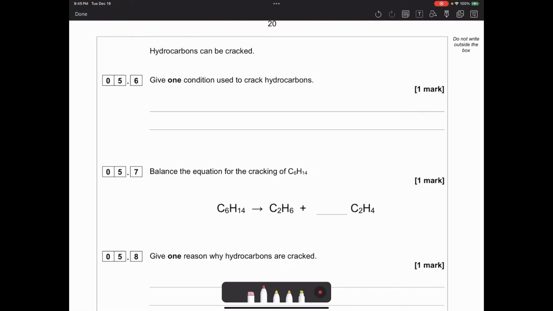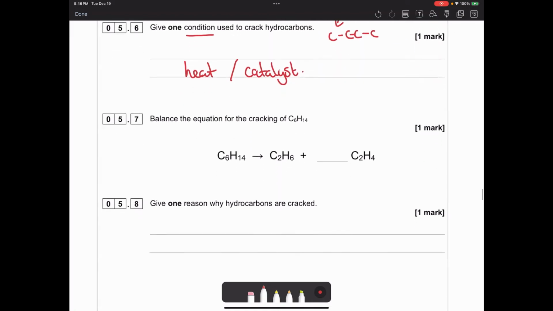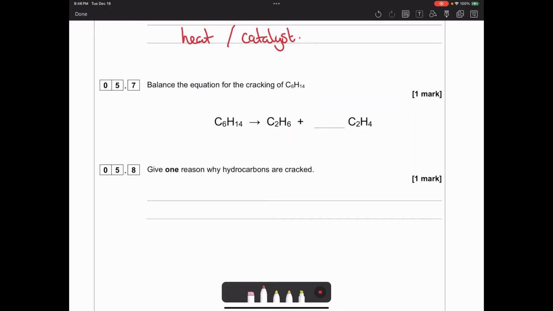Hydrocarbons can be cracked. Give one condition used to crack hydrocarbons. Now, you should remember cracking is when we've got a long chain hydrocarbon or alkane and you crack it into 2 smaller ones. And you normally make a shorter chained alkane and an alkene. One condition, basically what do we do to crack it? You could either heat it up or use a catalyst. So heat or catalyst.